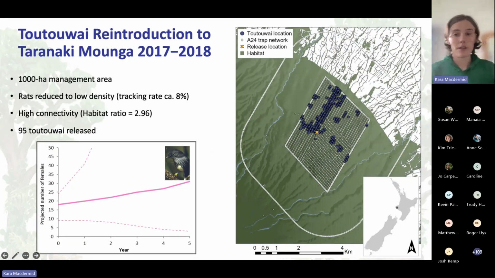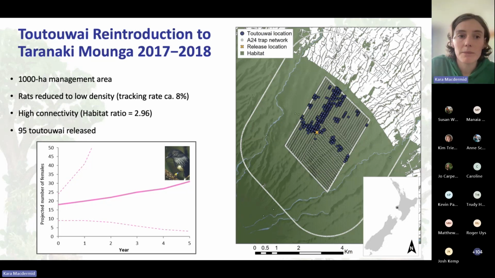So the totoi were reintroduced to Taranaki manga in 2017, and Zoe's covered a bit of this, so I'll just touch on it briefly, as I wasn't directly involved with this either. So the site had pretty low tracking rate, but high connectivity to the surrounding area that had the less intensive predator control. The population prediction for the 5 years after release is shown on this little graph here, with the bold line showing the median prediction and the dashed line showing the 95% prediction intervals.